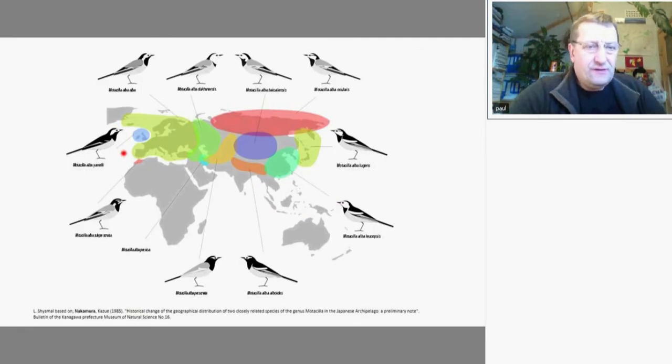Just to mention, the one that we usually have, this alba, is distributed like this, but in England there is another variant which is a little bit darker, as you see on this picture. So this is a different subspecies of wagtails.